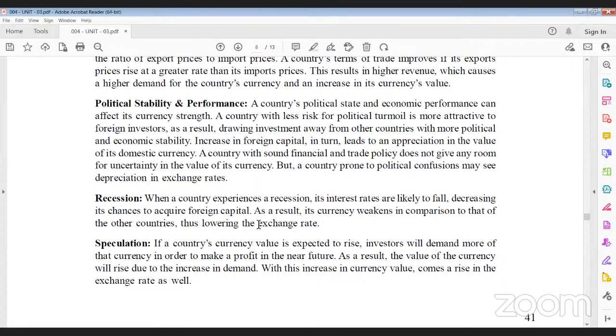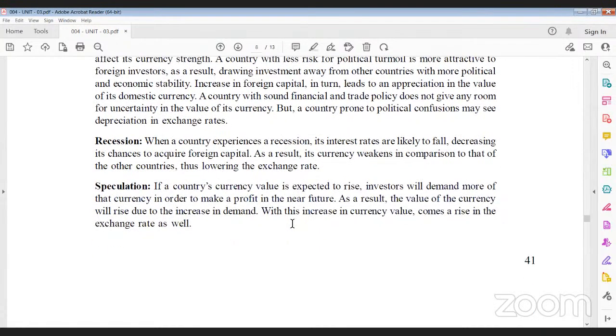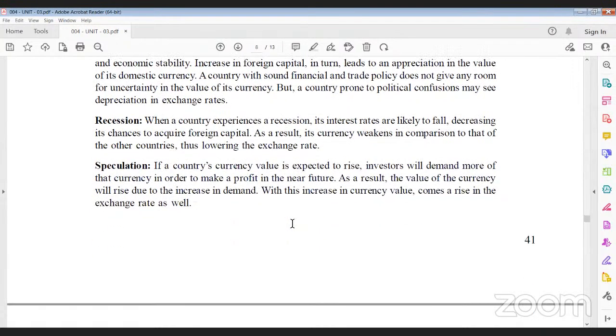Recession. When a country experiences a recession, its interest rates are likely to fall, decreasing its chances to acquire foreign capital. As a result, the country's currency weakens, and this, in comparison with other countries, lowers the exchange rate.